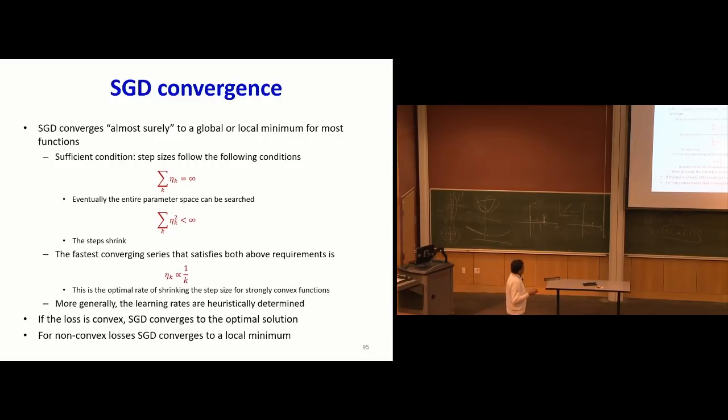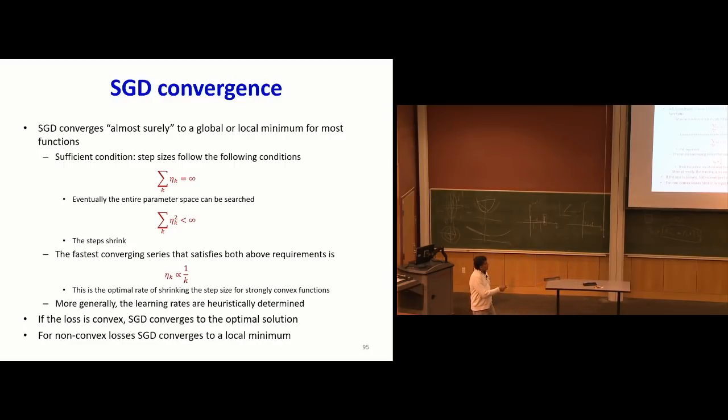Right? So now what is the fastest? This is a series, right? What is the fastest series that sums to infinity and yet is square integrable? This is just the harmonic series, 1 over k, right? The sum of 1 over k is infinite, right? It's a non-convergent series. But the sum of 1 over k squared is definitely finite. So an optimal step size, a very great step size, is literally 1 over k.